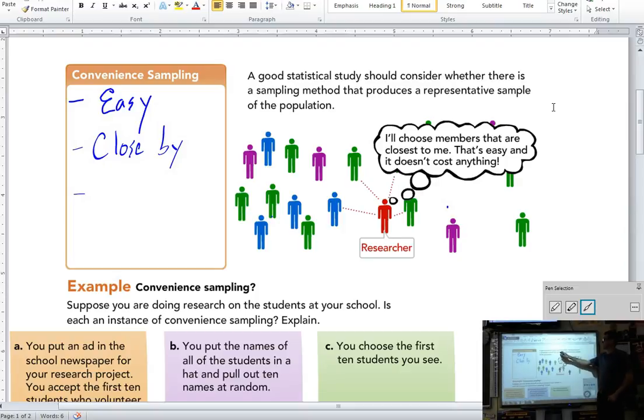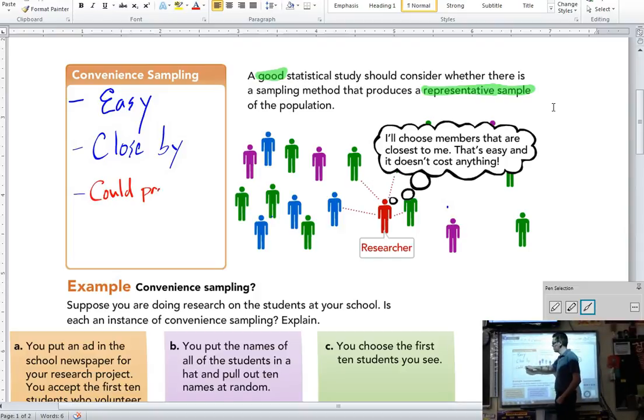So a good statistical study, and actually if you want to come over here, especially if you have a highlighter, a good statistical study should consider whether there's a sampling method that produces a representative sample. Think about that bus stop problem. Do you think the people at those two bus stops represented all of the bus riders? No. So one drawback with convenience sampling is it could be biased. And actually this might produce bias because of where you did it. Say I'm doing a sample about school lunches, and I do that sample in the lunch line.